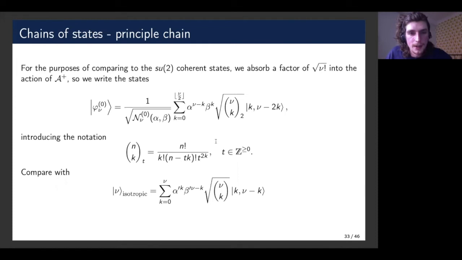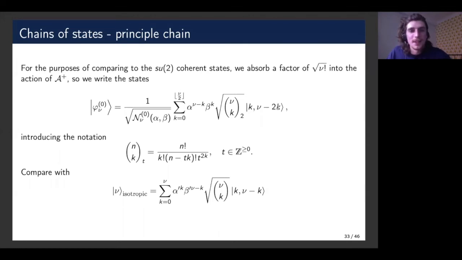But we see a lot of similarities in the form, and clearly the appearance of the factor of 2, the fact that the frequency of the A mode is twice that of the B mode, appears in the upper limit of the summation and in this index that we defined below here, and also in the B mode here.